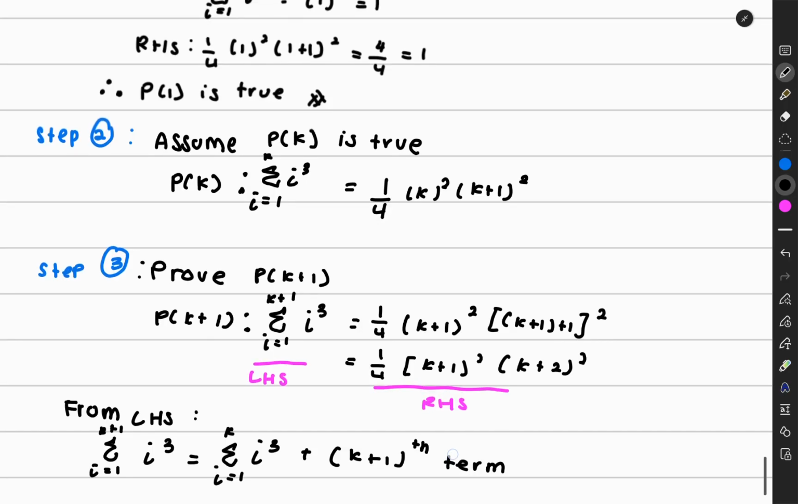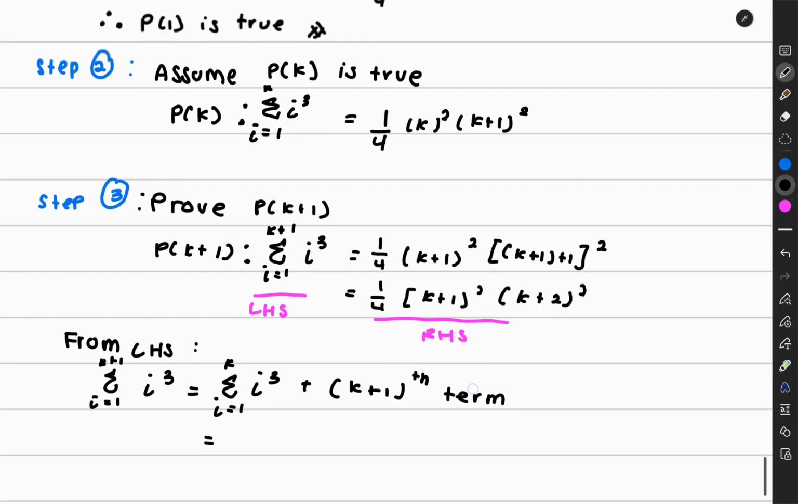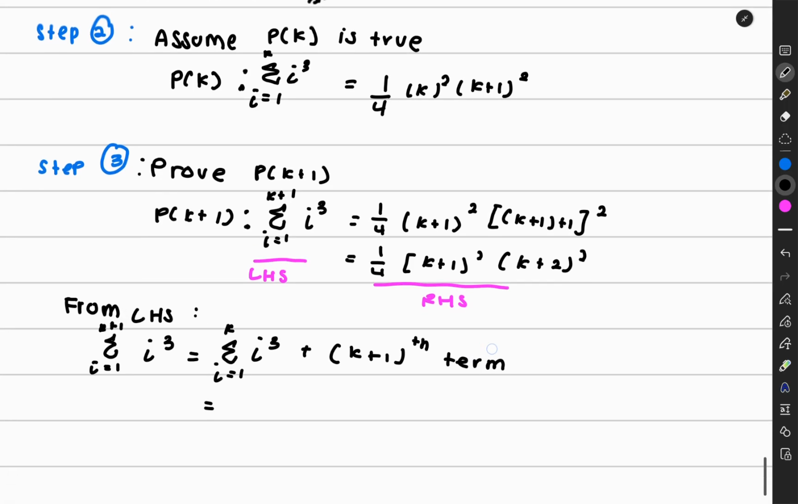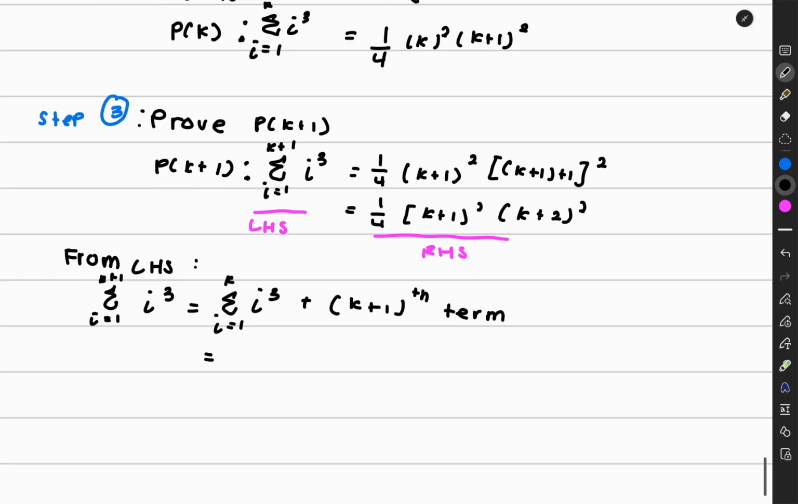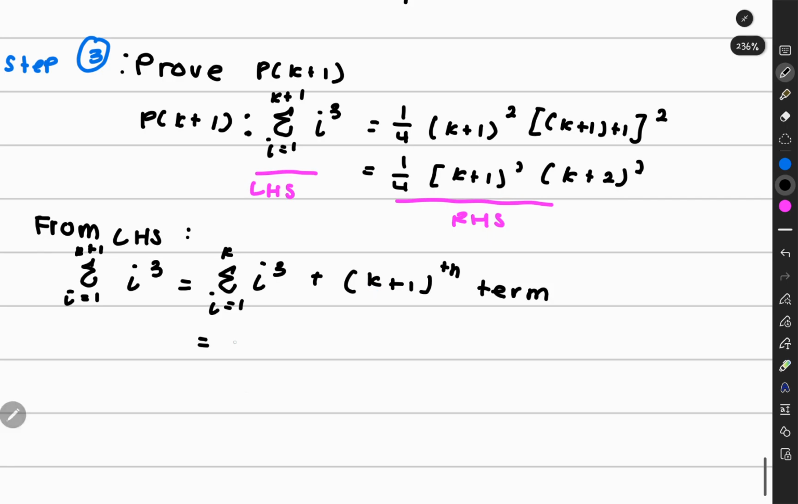This is our assumption, right? So now we want to use the inductive step, to plug into our P of K plus 1. So it is the summation of I to the 3 where I is from 1 to K, which is 1 over 4 K squared times (K plus 1) squared, because this comes from the assumption.